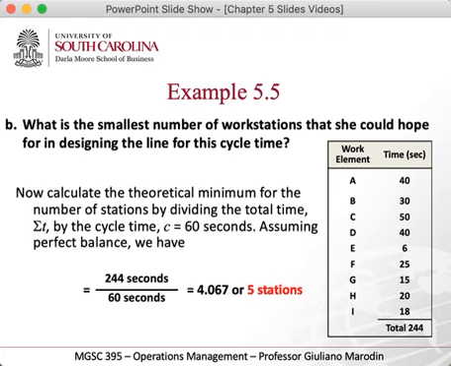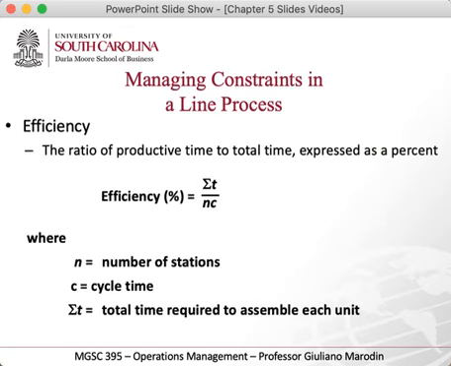In our case, it was 244 divided by 60. That's 4.067, right? And here you see the answer: we rounded up to 5 stations. Why is that? It's because I can't have 0.067 persons, or people. I don't know the right English for that. So you need to round it up because you cannot have less than you calculate. That's why it's called a theoretical minimum: the theoretical minimum is 4.067, but the actual minimum is 5 stations. So now I rounded up to 5, and I know that I have 5 workstations.